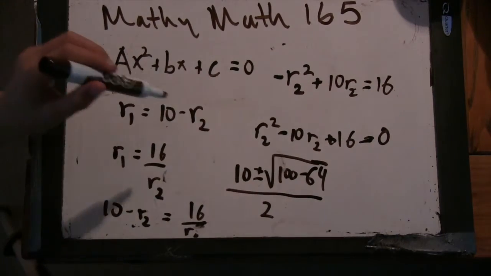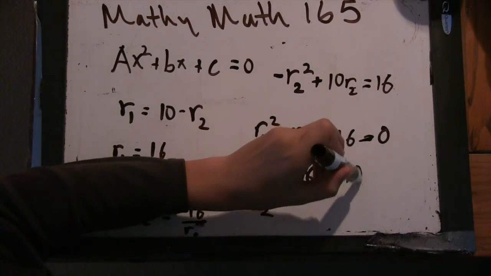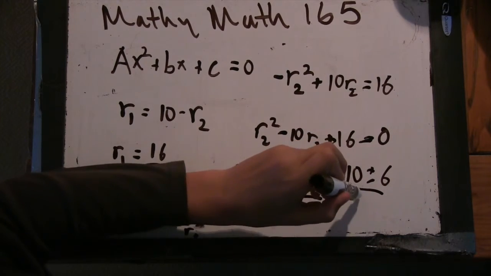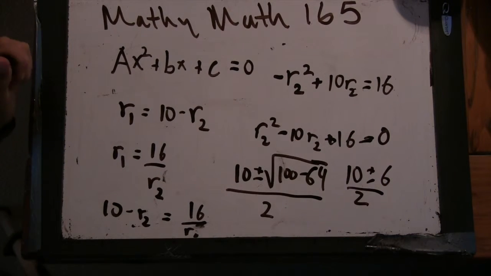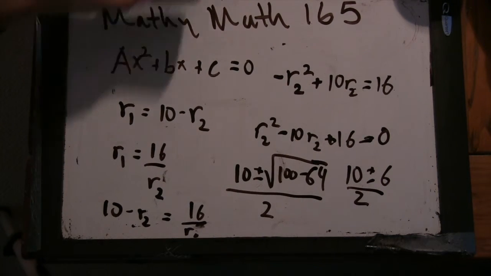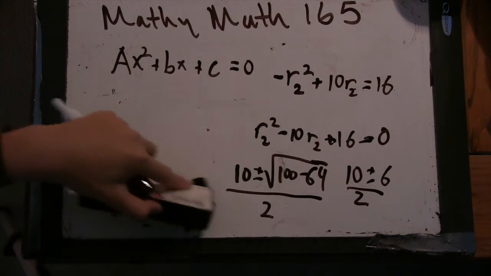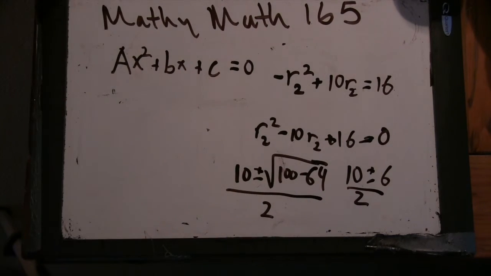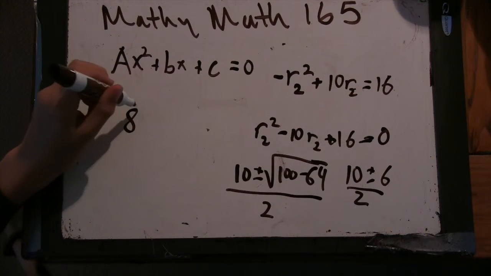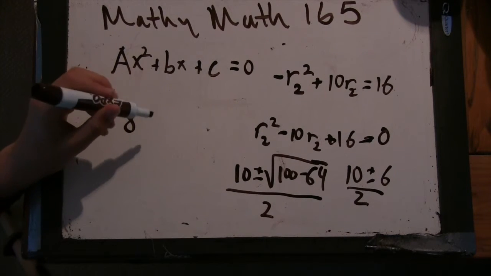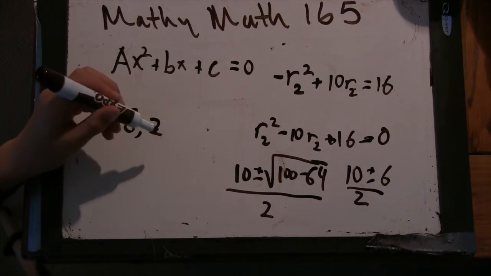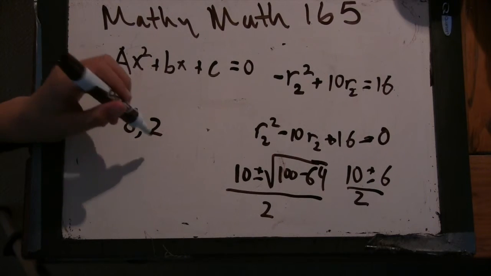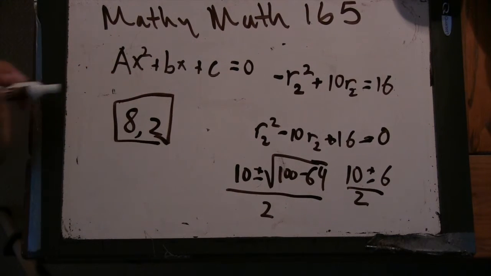A hundred minus 64 is 36, so the roots for this equation are 8 and 2. Does that satisfy the conditions I gave you? Sum is 10, product is 16.